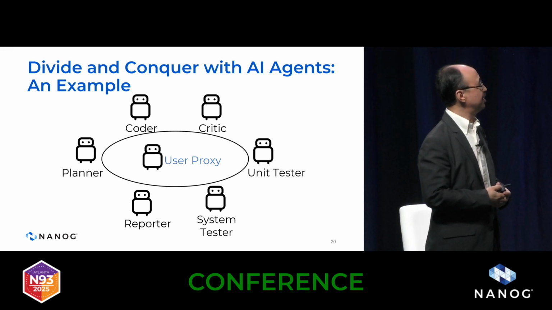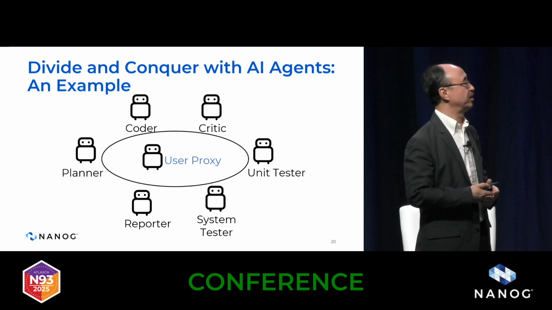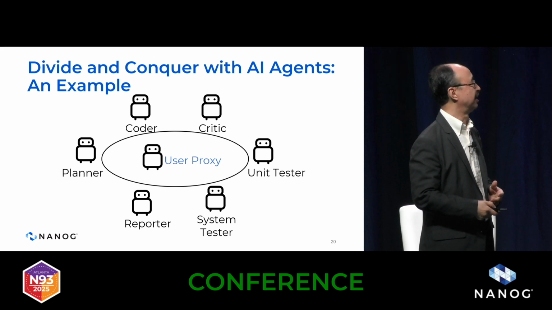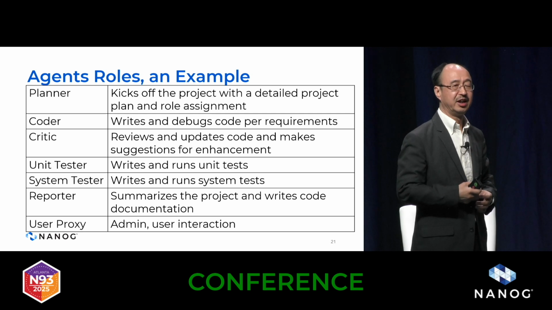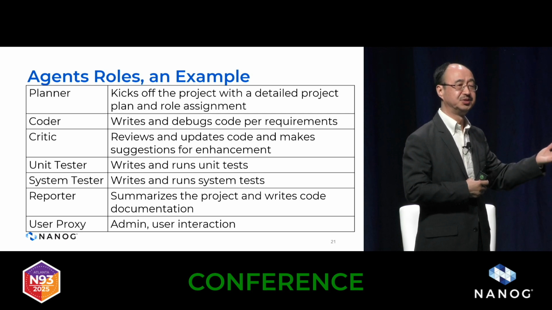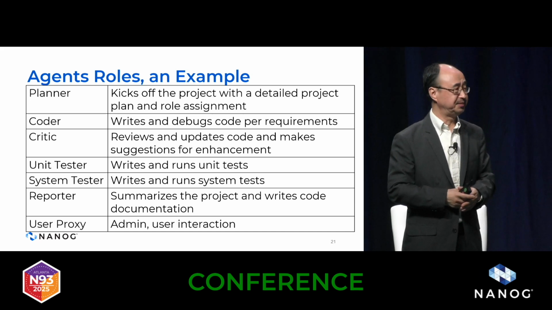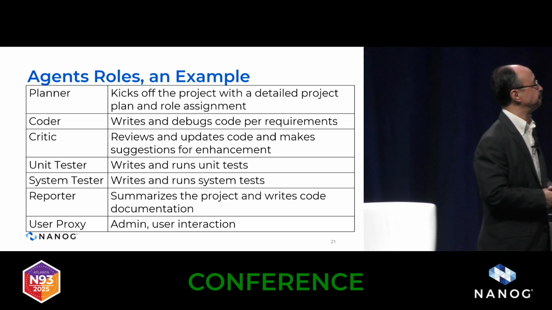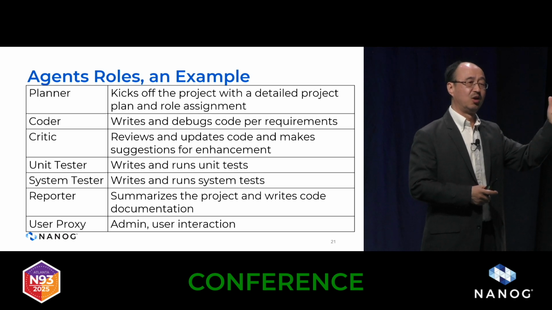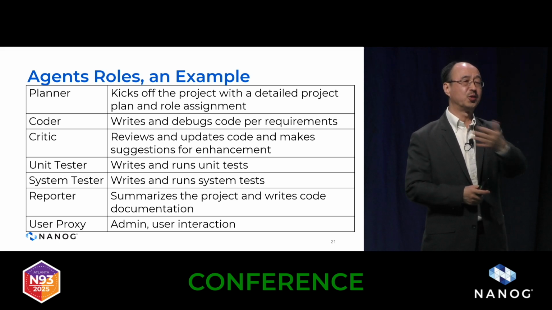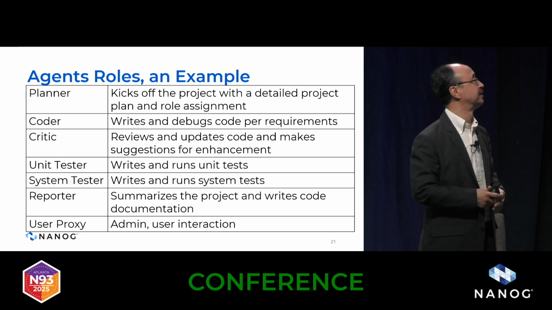I have an example here with 6 main agents with 1 user proxy agent. Let's talk through what these agents may do. Here is what we tell the agents to be, their role. The planner agent can kick off the project with a detailed project plan and the role assignment for all the other agents. That's the purpose of the planner agent.